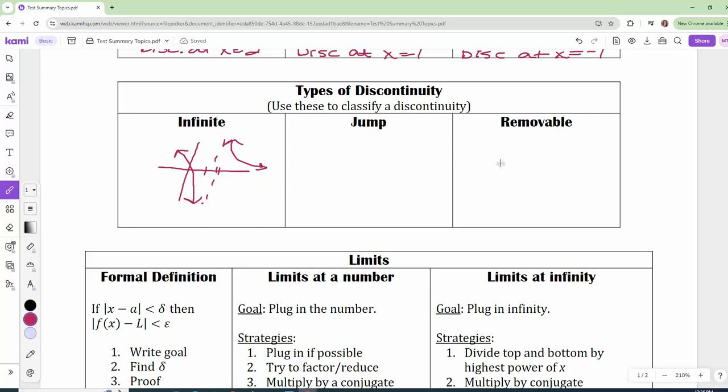An infinite discontinuity is still infinite. What does a jump look like? We have a piece, and we have another piece. We are physically jumping from one part to another. And what does a removable discontinuity look like? Just a hole.